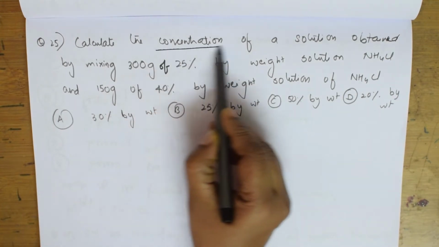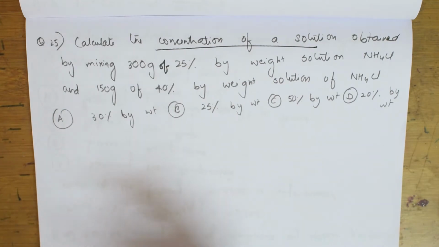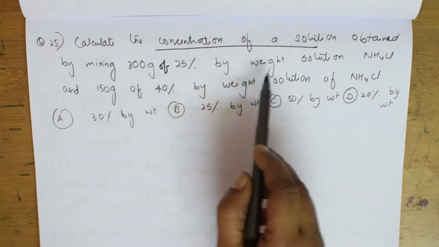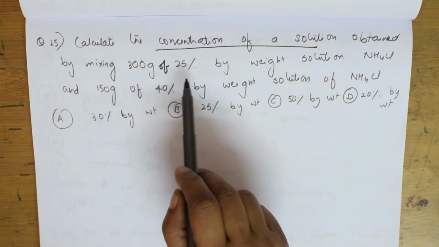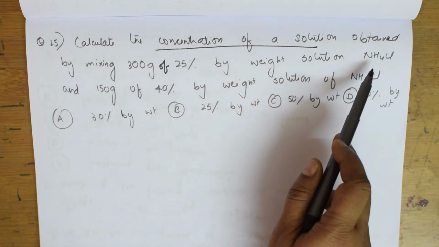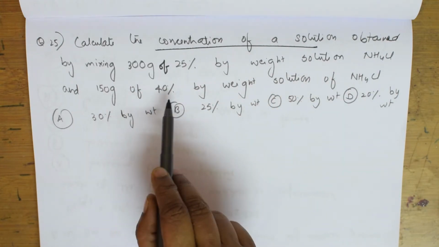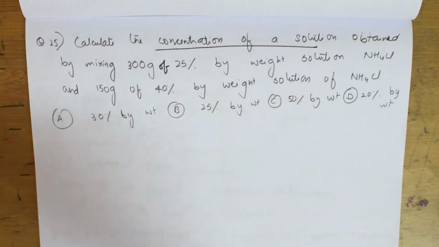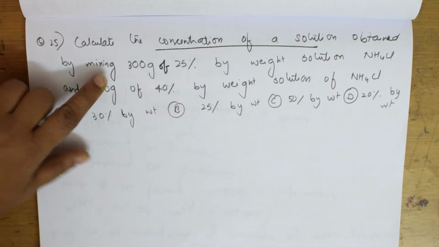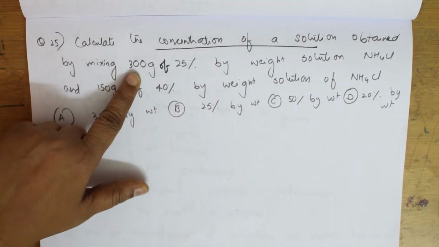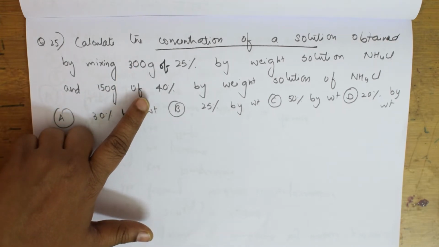I have to calculate the concentration of the solution obtained by mixing 300 grams of 25% by weight solution of ammonium chloride and 150 grams of 40% by weight solution of ammonium chloride. So they have given two things: the weight of solution 1 and the weight of solution 2.